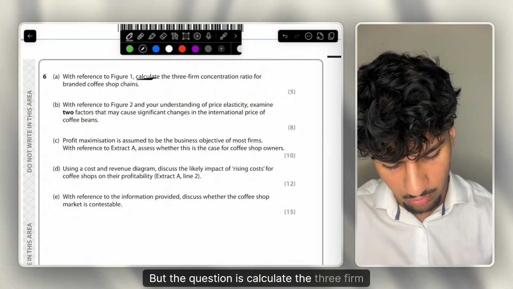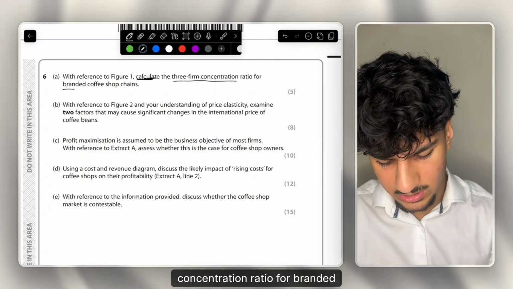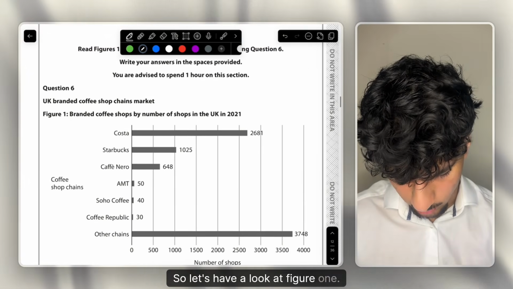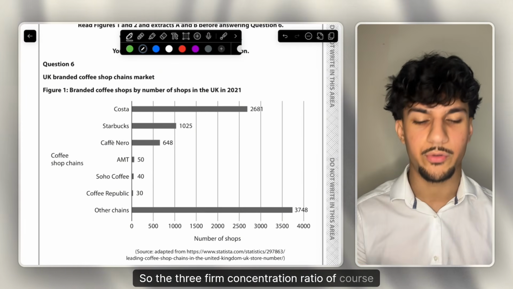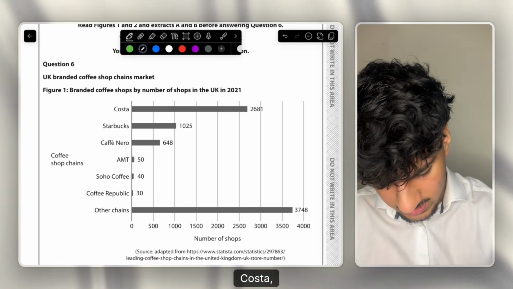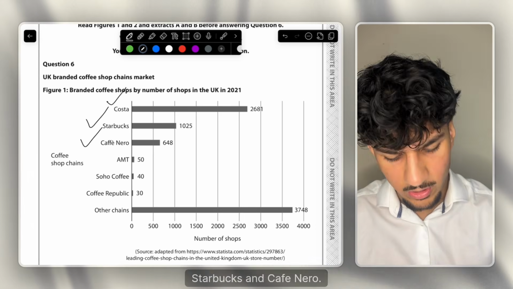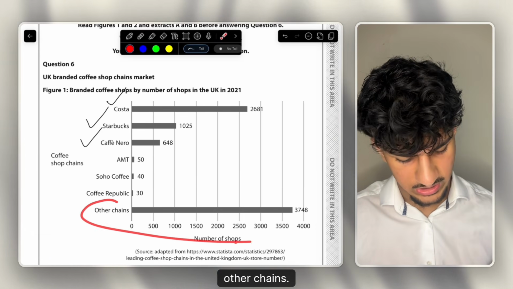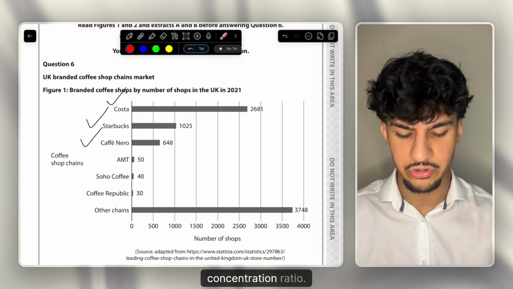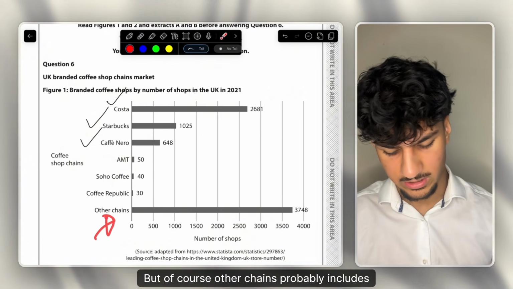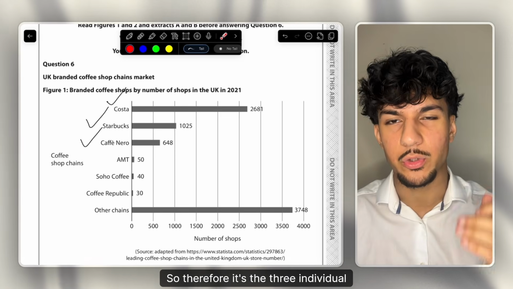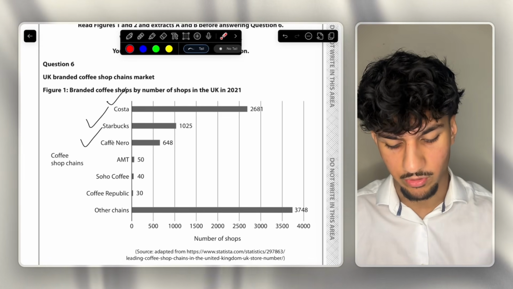Okay, the question is: calculate the 3 firm concentration ratio for branded coffee shop chains, and it's telling us to refer to figure 1. So let's have a look at figure 1. The 3 firm concentration ratio, of course, means the 3 biggest firms in the market, and that would be Costa, Starbucks and Cafe Nero. The only way students will drop marks here is other chains, because other chains is of course the largest. Some students will include that in the 3 firm concentration ratio, but other chains probably includes thousands of shops, so that's not one firm, so it's the 3 individual independent firms.